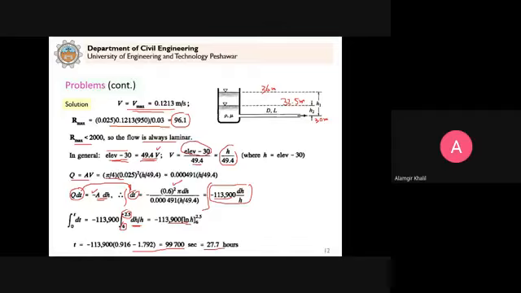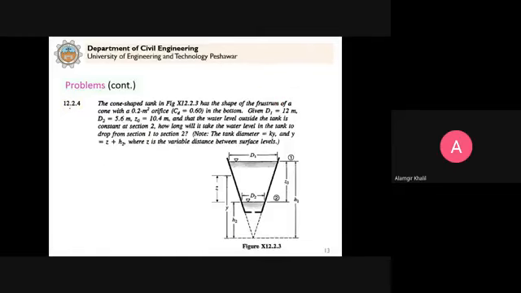Time is equal to 27.7 hours. So it means that it will take 27.7 hours for this oil level to drop from 36 meter to 32.5 meter. Why does it take so much time? Because the flow is laminar, with very, very small velocities. Clear? Next we take another problem.